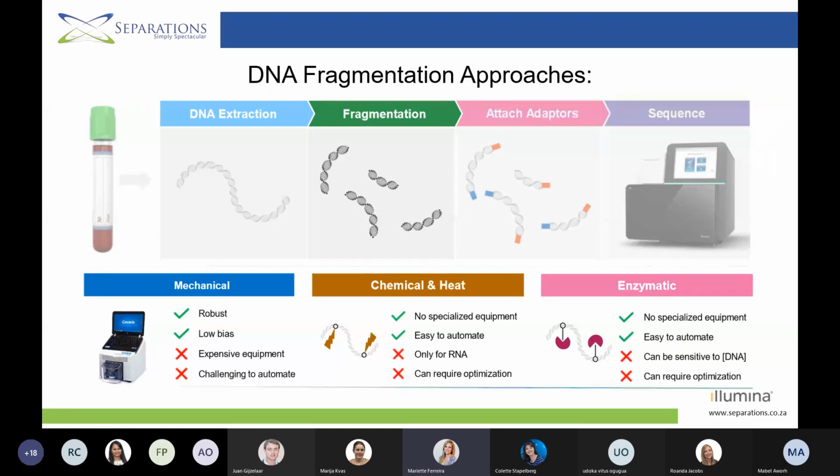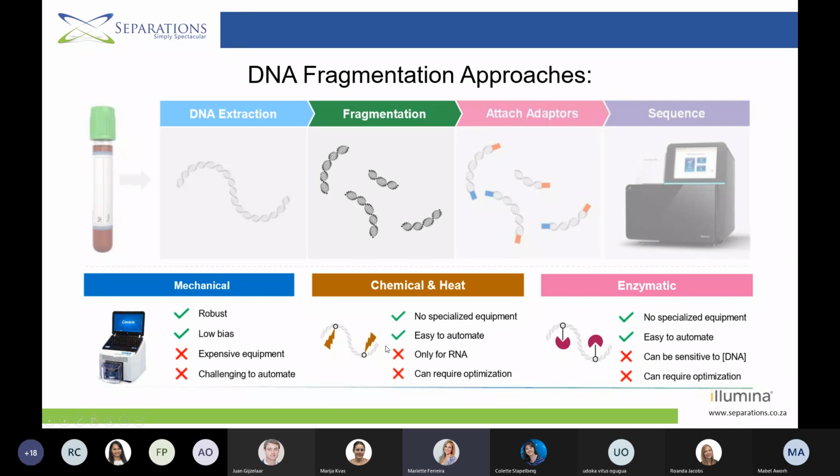So if we look at DNA fragmentation approaches after we've extracted our DNA, there's three different approaches that we can follow. So we can either do mechanical fragmentation, we can do chemical or heat fragmentation, and lastly, we can do enzymatic fragmentation. So mechanical fragmentation, it's very robust and it's got low bias. However, you do need a Covaris for this application, and a Covaris is a pretty expensive piece of equipment, and it's very challenging to try and automate the mechanical fragmentation.